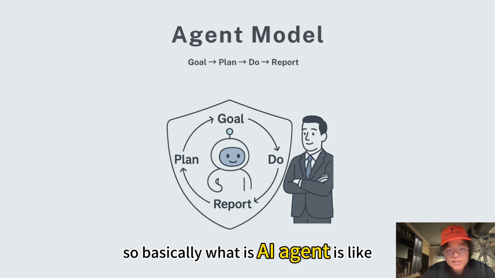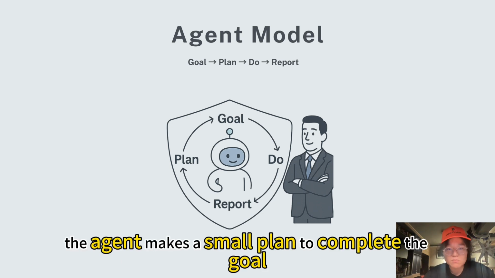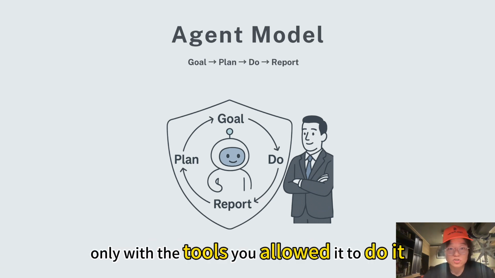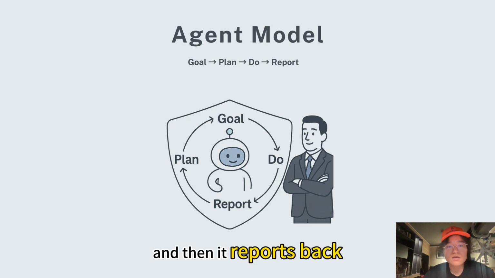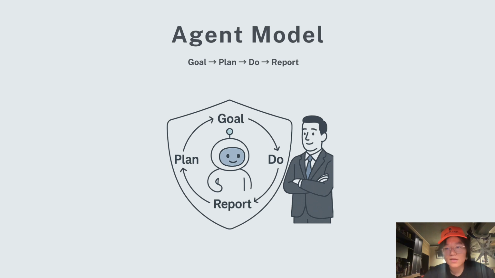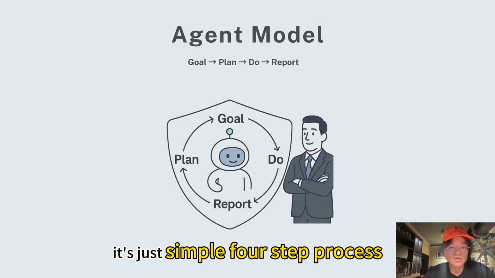So basically, what is an AI agent? It's like you set a goal, the agent makes a small plan to complete the goal. It does the steps only with the tools you allowed it to use, and then it reports back. If something looks wrong, it stops and reports to you. It's not sci-fi, it's not magic, it's just a simple four-step process.